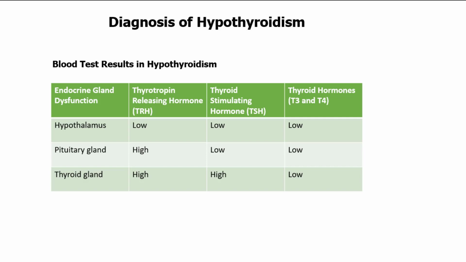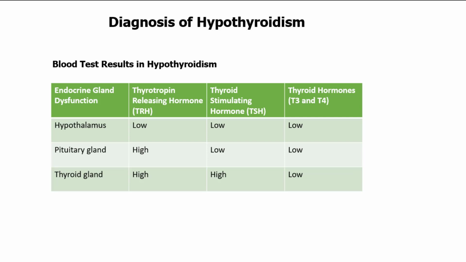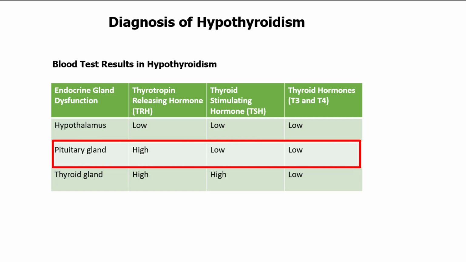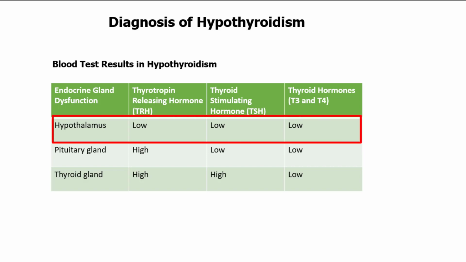As you can see in this table, if the defect is within the thyroid gland, this will result in low T3 and T4 and increased TSH and TRH. However, if the cause is due to abnormalities within the pituitary gland, this will result in low TSH, T3 and T4, and increased TRH. Otherwise, if the defect is within the hypothalamus, this will indicate decrease in TRH, TSH, T3, and T4.